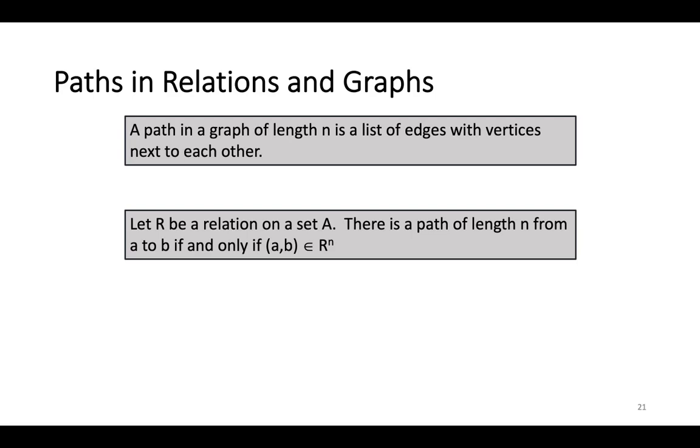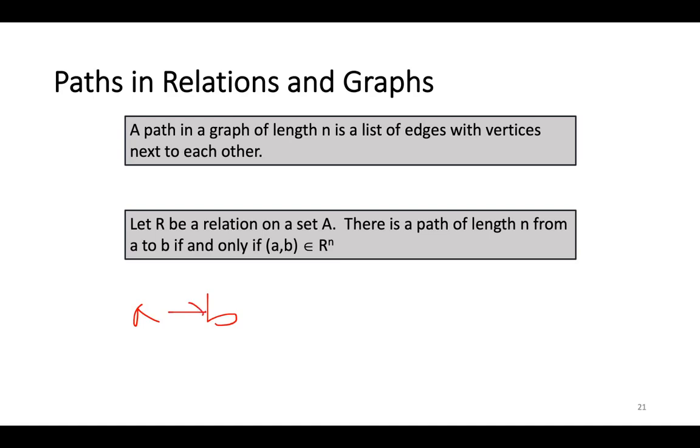And maybe if you have a relation on this set A, there is a path of rank n from A to B if and only if the pair A and B is in R^n. So that means you have a path from A to B.